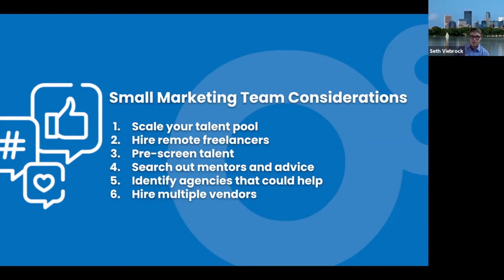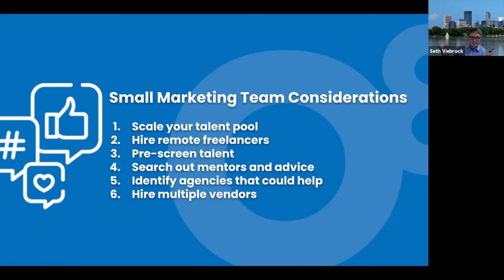So, as you can see here, you can scale your talent pool, of course, hiring more, and that can be freelancers, or it can be agencies, it can be part-time folks, etc. And we have to think, okay, it's a very remote world these days, so there are places to hire remote, but if you're not set up for that, that can be tricky. Pre-screen talent, search out mentors and advice, identify agencies, like I said, and hire multiple vendors. So all of these things are possible. Each one has caveats and gotchas.